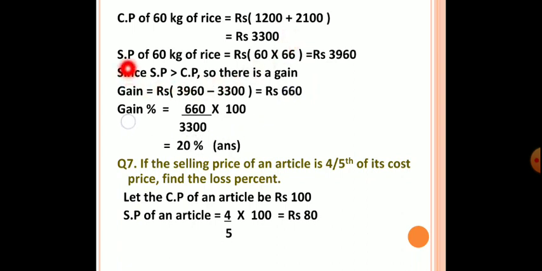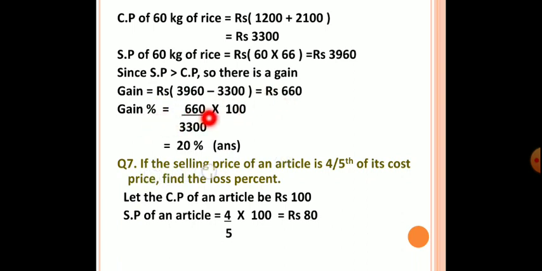And as mentioned in the question, the selling price of 60 kg of rice is equals to 60 into 66 rupees. So he is selling the mixture at rupees 66 per kg. Therefore, the selling price of 60 kg of rice is rupees 60 into 66, that is rupees 3960. As we can see that the selling price is more than the cost price, so there is a gain. So gain equals to rupees 3960 minus 3300, which is equals to rupees 660.